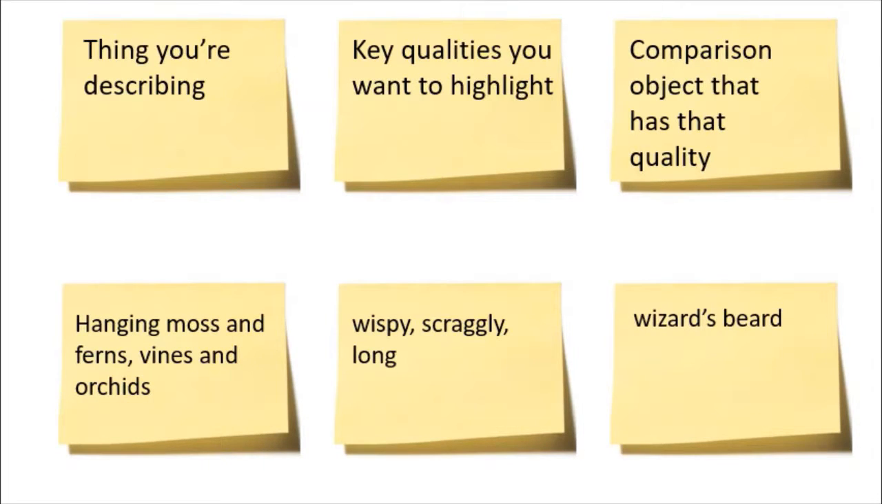So, when Cy Montgomery was trying to describe the hanging moss and ferns and vines and orchids, I'm imagining that the qualities he wanted to highlight were that they're wispy and scraggly and long. And I think that because he picked the object of the wizard's beard, and those are the characteristics of the wizard's beard that I think relate to the hanging moss. So I'm doing this a little bit backwards. But I think that it's really important to pick out what qualities you want to highlight and then think, what's wispy and scraggly and long? Oh, I know, a wizard's beard looks like that.